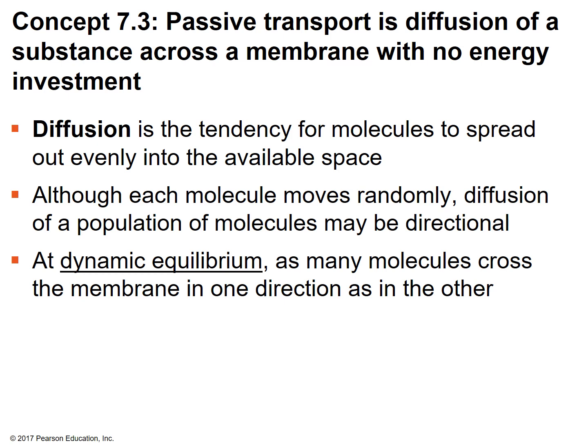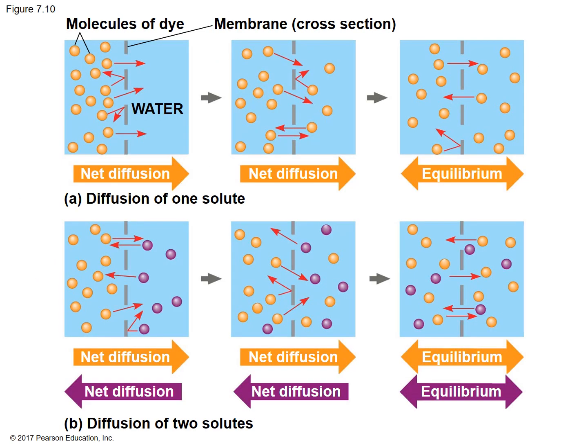There's what we call a dynamic equilibrium, which you can see on the right, where the molecules are moving in such a fashion that they're filling out both sides equally. It doesn't mean that they're not moving from one side to the other, but as fast as they move from one side, another molecule moves in the other direction. Note that if you have two different molecules in a solution, they don't all have to be moving in the same direction.